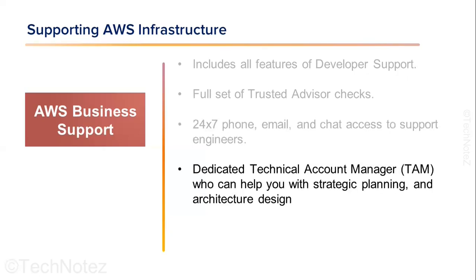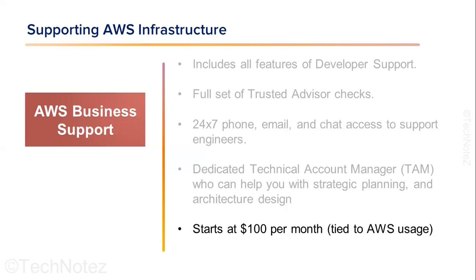With AWS Business Support, you have access to a dedicated technical account manager who can help you with strategic planning, architecture design, and operational best practices. So, if you are in a scenario where you want help deploying third-party software into AWS, this is the support tier that will help you. AWS Business Support starts at $100 per month and it is tied to your AWS usage. So, with more AWS usage, you would end up paying more than just $100 per month.